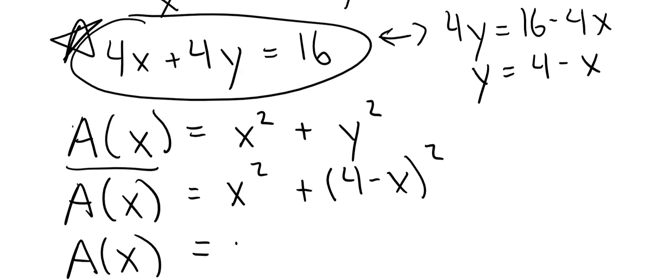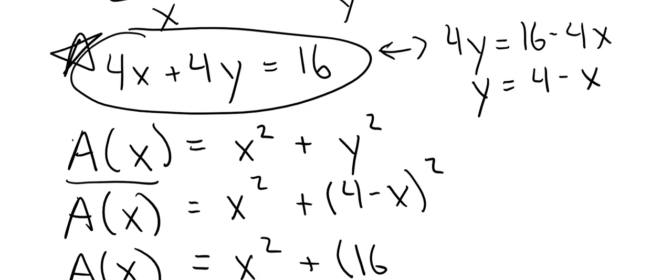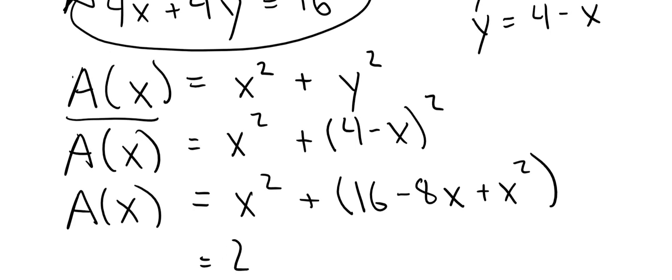We have x squared plus, let's say, 16. Let's make sure, oh, you know what, did I mess up? No, I think we're good. Minus 4x divided by 4. That looks fine. So we have 16 minus 8x plus x squared. And so if we simplify down, we have 2x squared minus 8x plus 16.